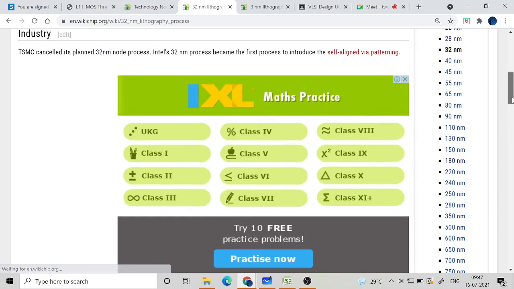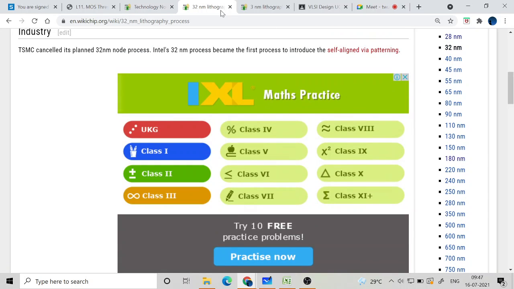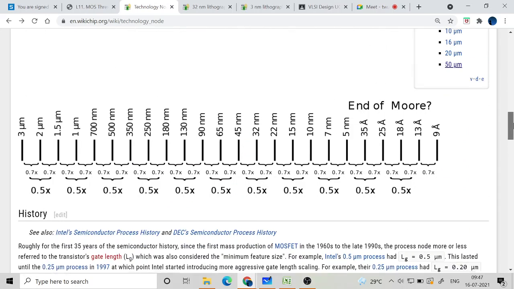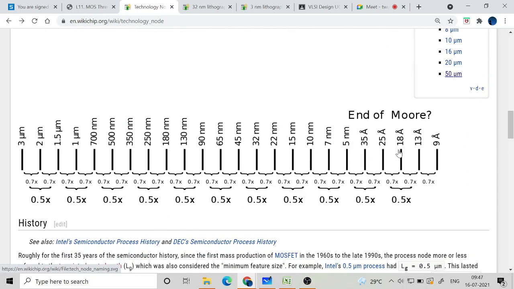Okay, so now if you look at the usual trend of the way in which the technology node is going, you can see this pattern. For example, this is our 1 micrometer, and if you multiply it with 0.7, which is a very magic number, why is it? It's because 0.7 is 1 by root 2. To be more exact, it is 0.707.